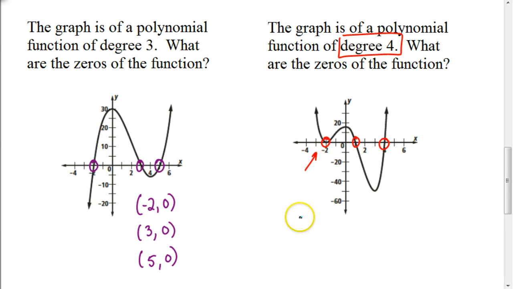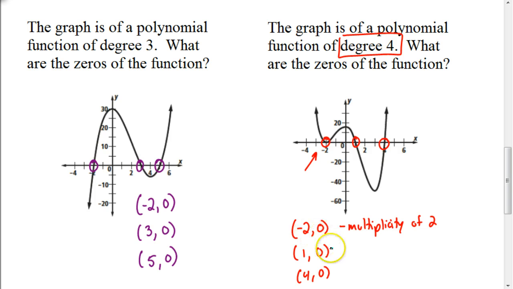So our zeros here would be -2, 0, and we say that this has a multiplicity of 2, meaning there are 2 of them at -2, 0. And then we have +1, 0, and +4, 0. Now if you count them up, with this one having a multiplicity of 2, then we'd have 3, 4, so a total of 4 roots.